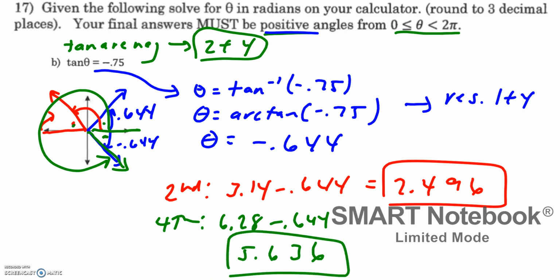So guys, the last example, I'm just going to show you the answers because I'm running out of time. So I'll pause now.